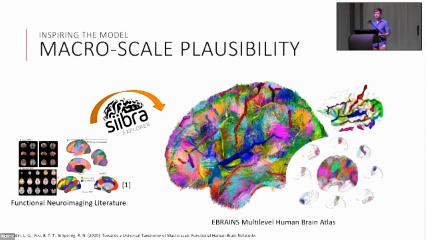So how we are building this with macro scale plausibility is by first identifying all the areas in the brain that take part in sensorimotor processing, then putting them together, clustering them a bit to arrange them, for instance, as the dorsolateral prefrontal cortex. And then we are using the Siibra Explorer in order to extract from the EBRAINS multi-level human brain atlas information on how these clusters of areas are interconnected, to build the pathways between them that we've seen in the form of arrows on the last slide.